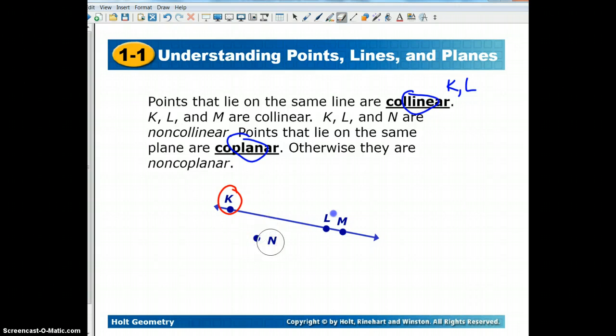Coplanar, technically there's just one plane here. It's our flat surface that basically is our sheet of paper. So all four of these points would be coplanar. And if they were not all on the same plane, then they would be non-coplanar.